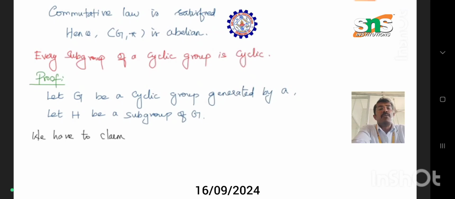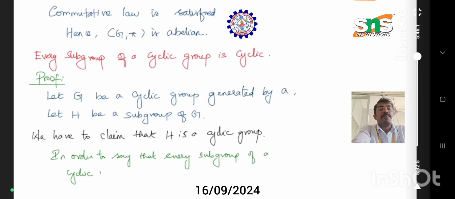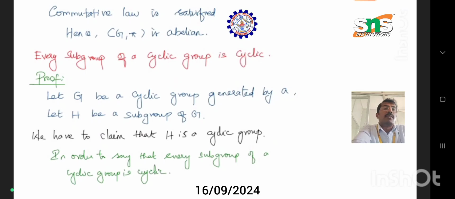We are going to work on H, because we have to claim that H is also cyclic. Since it is taken from the cyclic group, it should be cyclic. It should be cyclic in the sense it should satisfy the properties governing the cyclic group. So that is our ultimate idea here. So in order to say that every subgroup of a cyclic group is cyclic, let us work on certain ideas. We will think on that and we are going to work on that.